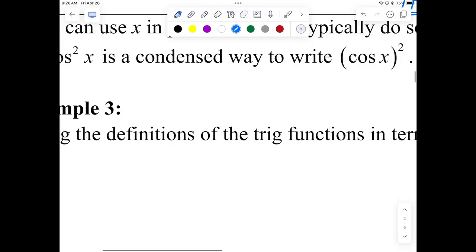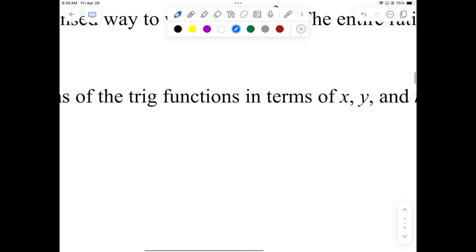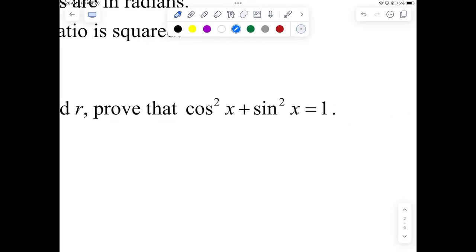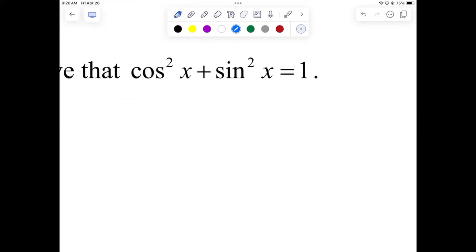All right. Last thing for the day. I think that'll be good for Friday. Using the definitions of the trig functions in terms of x, y, and r, prove Papa Pid. Let's prove Papa Pid. Are you ready to prove Papa Pid?